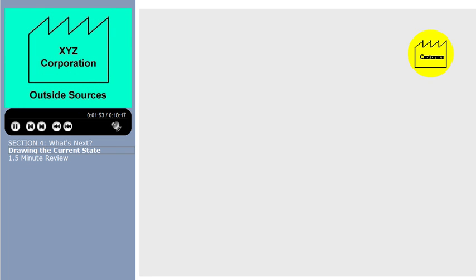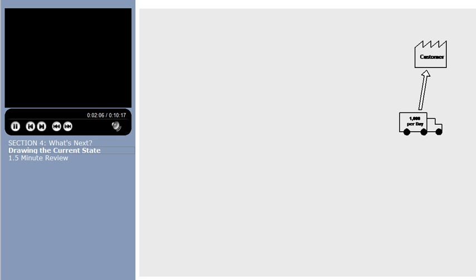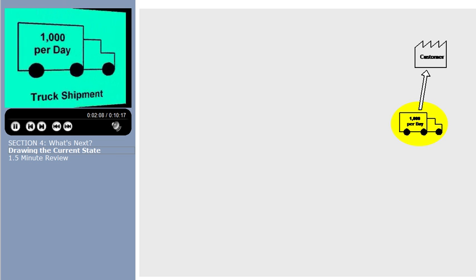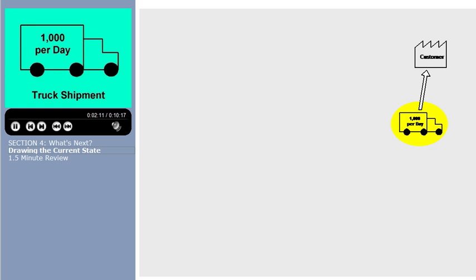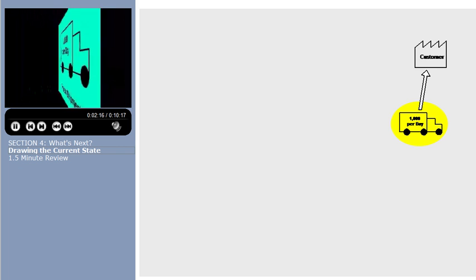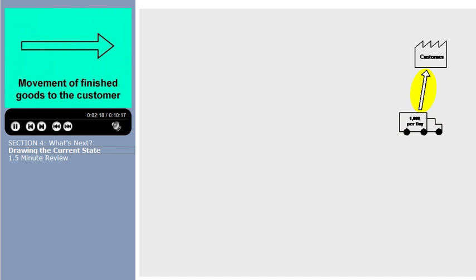The mock company has a customer. This is identified in our map by using a material icon that represents an outside source. This type of icon can be used to show a customer, a supplier, or an outside manufacturing process. The customer demand presently is 1,000 pieces per day. This is identified by another material icon used to represent the truck shipment or shipments. The text on the icon notes the frequency of shipments. The arrow is also a material icon. This particular arrow is used to represent movement of finished goods to the customer.